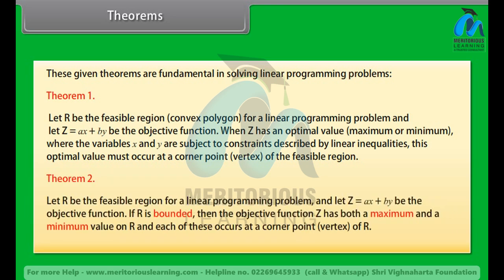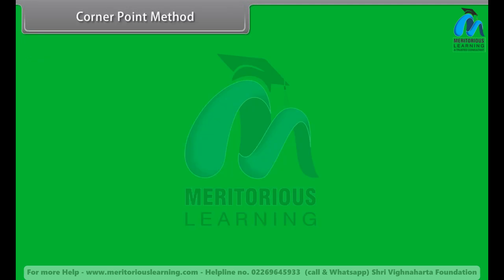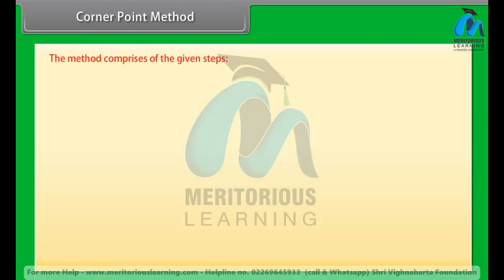Theorem 2. Let R be the feasible region for a linear programming problem, and let Z equals ax plus by be the objective function. If R is bounded, then the objective function Z has both a maximum and a minimum value on R, and each of these occurs at a corner point (vertex) of R. Corner point method. The method comprises the given steps. 1.